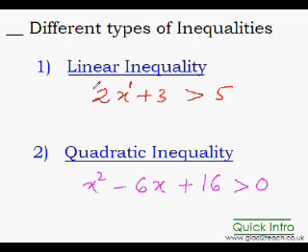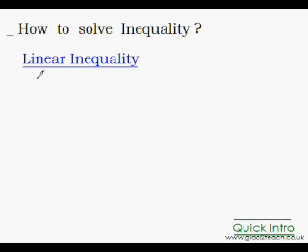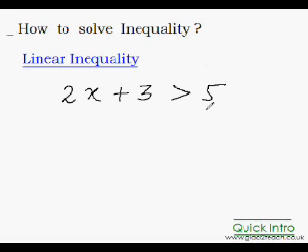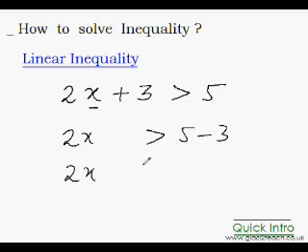Now we just need to know how to solve these inequalities. So let's first find out how to solve a linear inequality. Just like you solve the equation, you take everything other than this x to the other side. So this plus 3, when it goes to the other side, will become minus 3. So 2x greater than 5 minus 3. So 2x would be greater than, what is 5 minus 3? 2. Now divide both the sides by 2 to get rid of this 2 from this side.